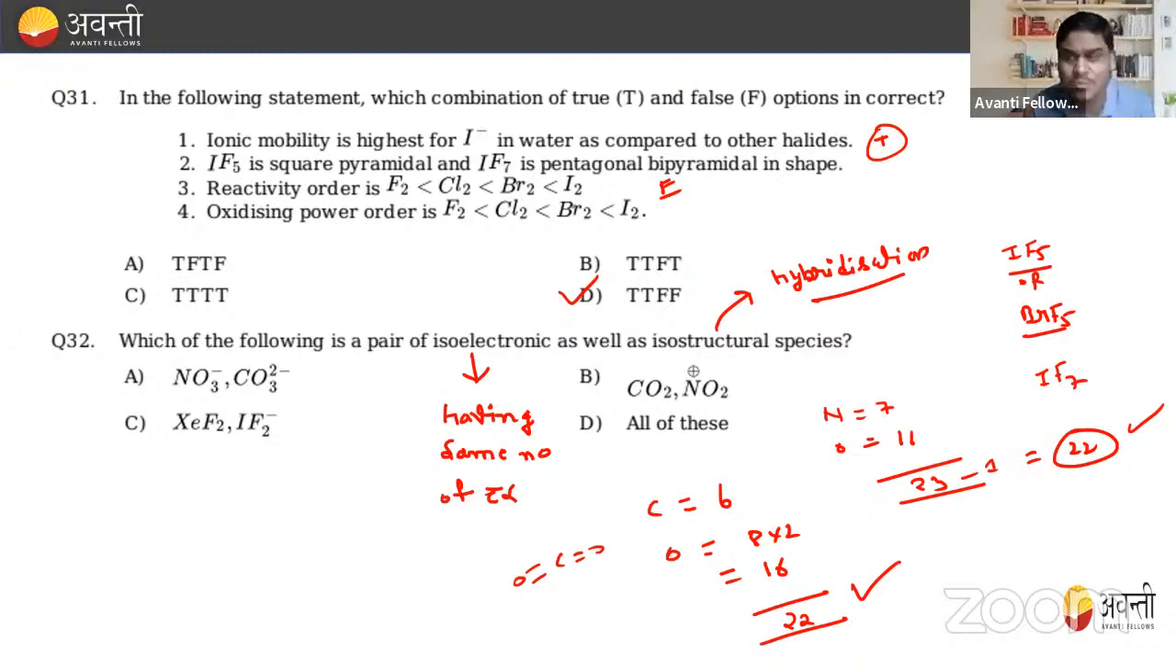So out of these three options, A, B, and C all have the same number of electrons as well as isostructural nature. So the correct option for this question is D. I hope it is clear to you. This is how we can find it out. Does anyone have any doubt related to this question? Very good. Now move to the next question.